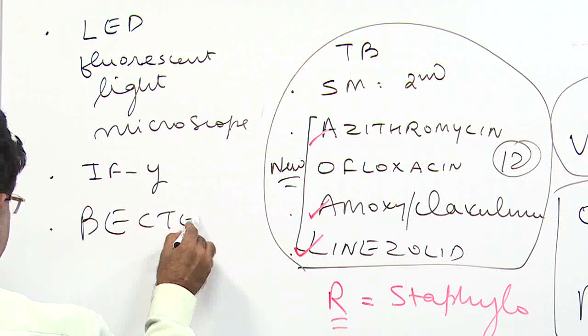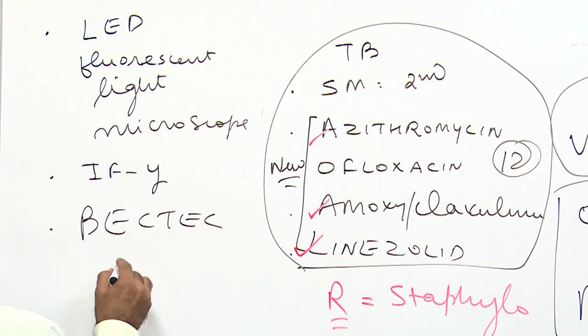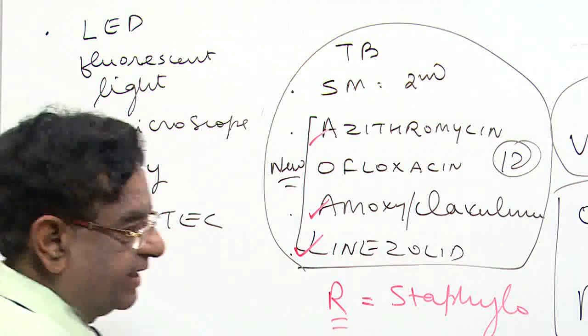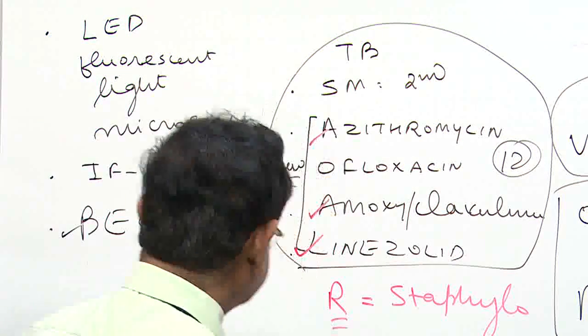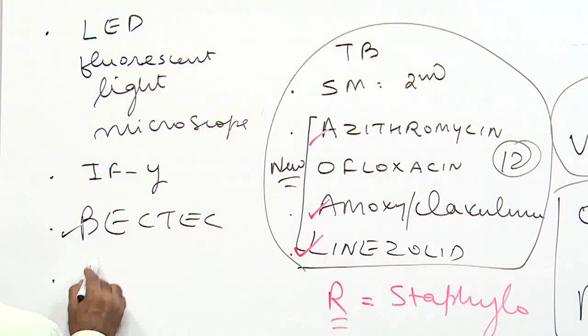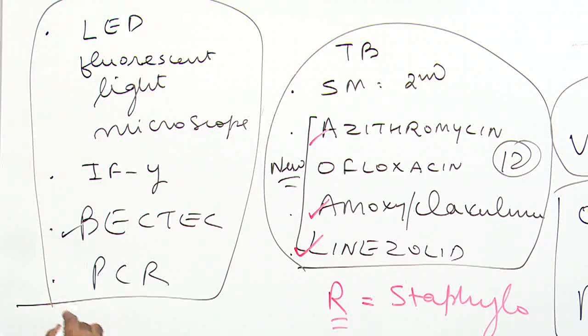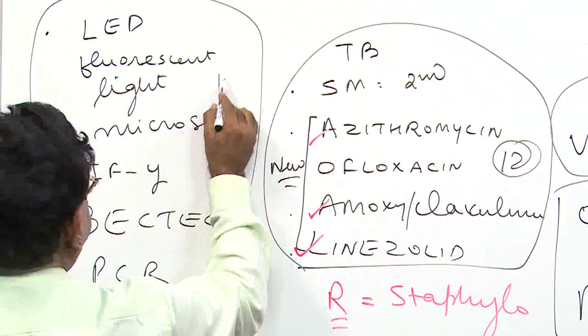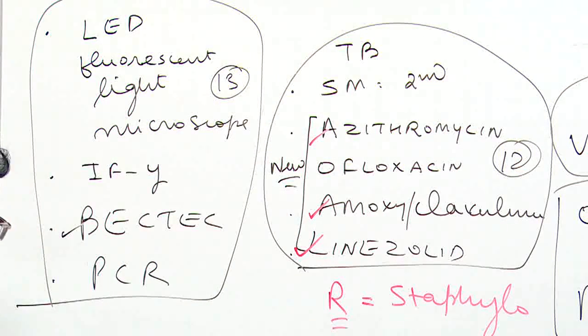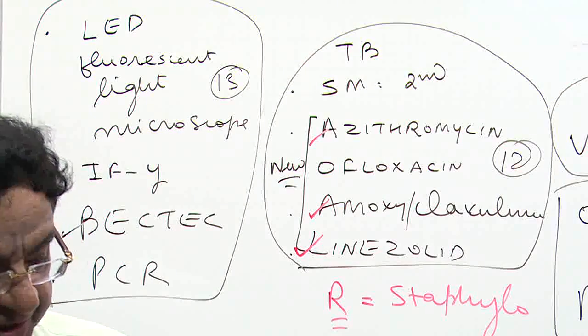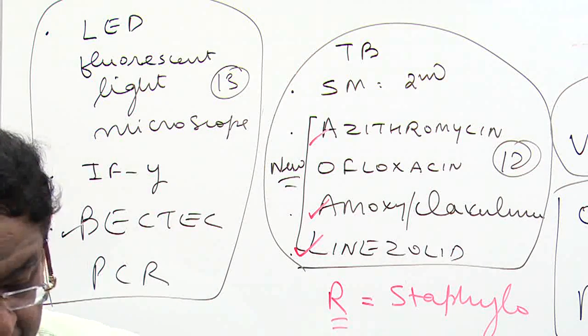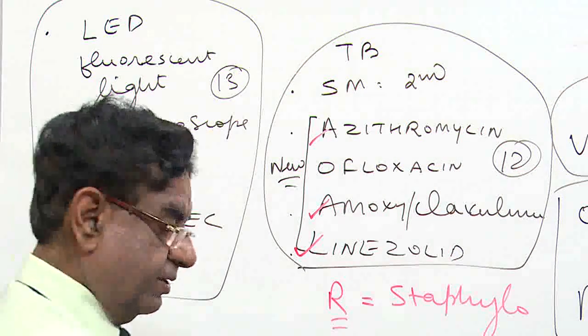By this we can grow the bacteria in 7 to 10 days. This is the Bactec to grow the bacteria in 7 to 10 days. Last but not least, PCR is the way that we all know. The new thing in microbiology for diagnosis of tuberculosis. Okay.